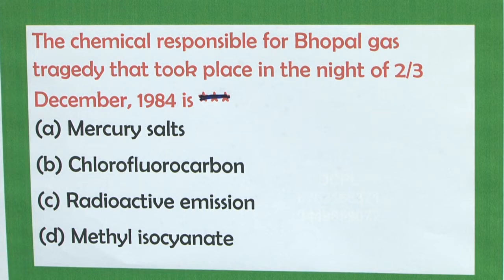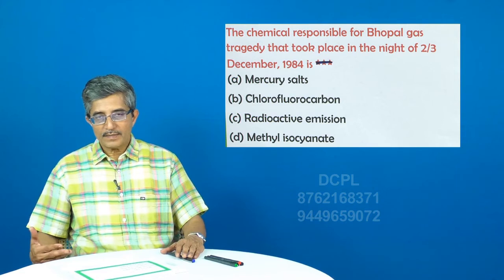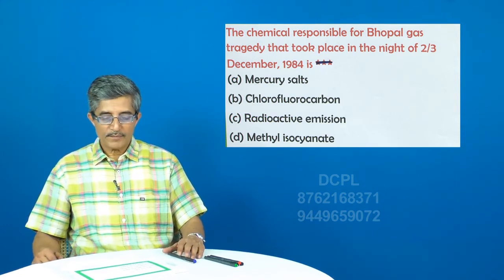The choices are A. mercury salts, B. chlorofluorocarbons, C. radioactive emissions, and D. methyl isocyanate. This methyl isocyanate, I will tell you later, in short it is called, and if you remember that, it is very easy to not miss out on the correct answer for such a type of question.